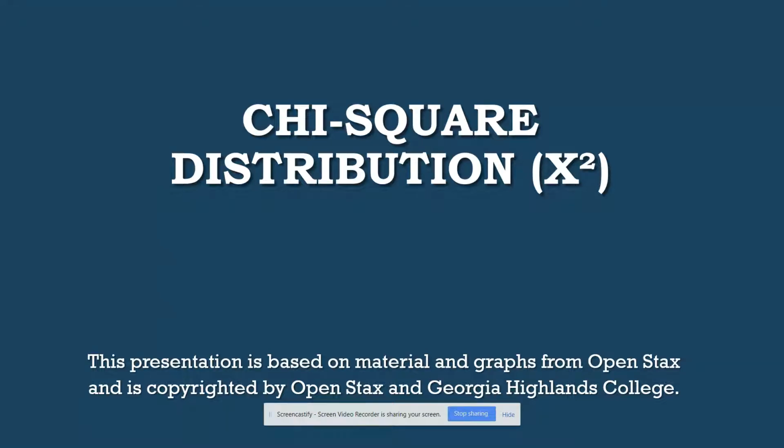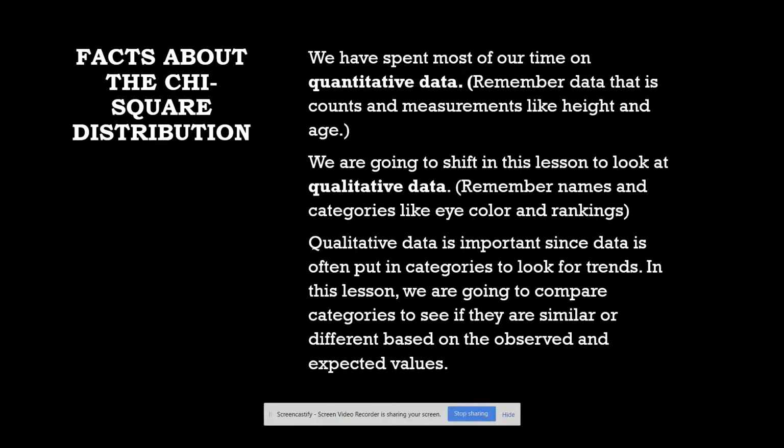We're going to talk about chi-square distribution. And while this looks like an X, it's really the chi, which is in the Greek alphabet, and then the 2 for the squared. So let's talk about facts about the chi-square distribution.